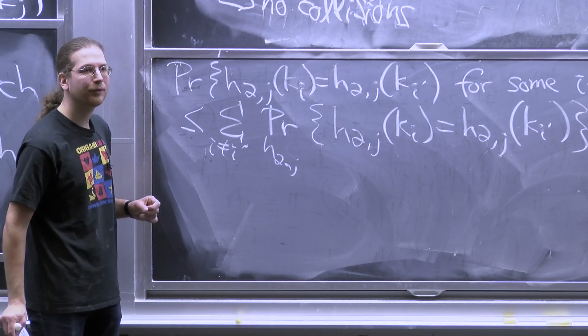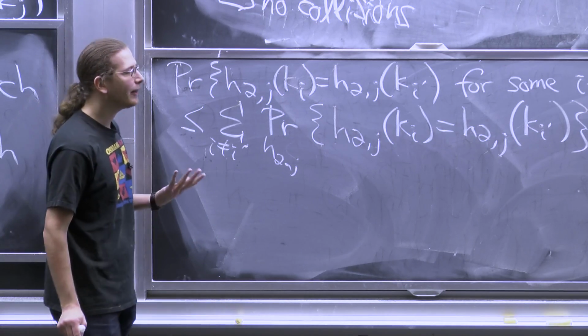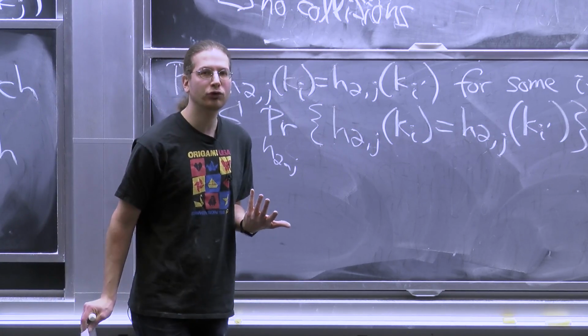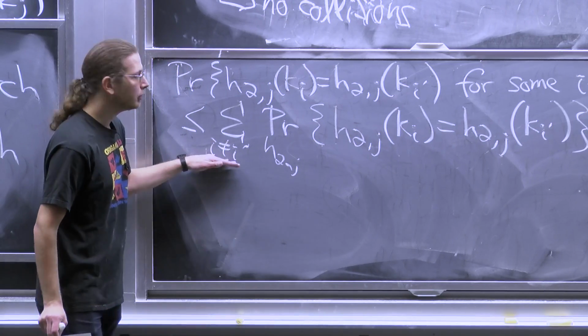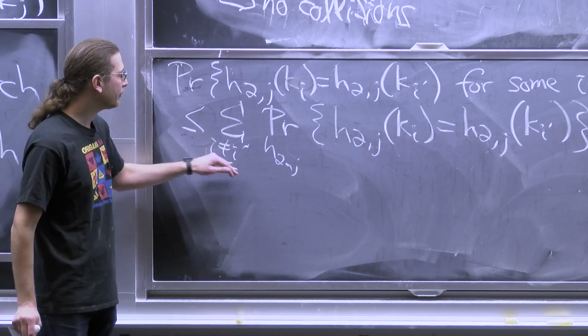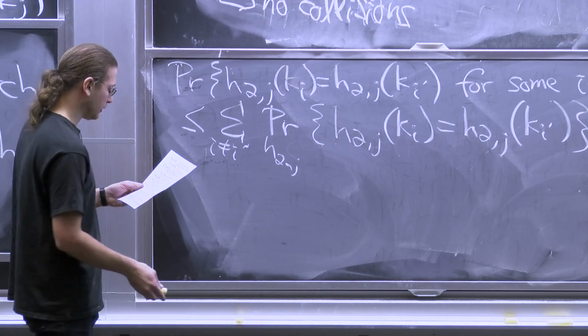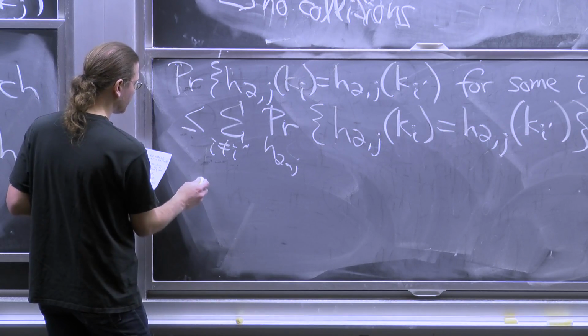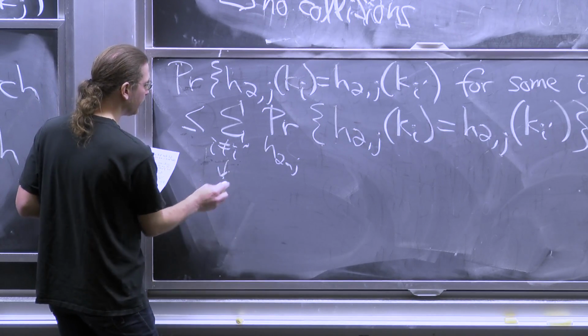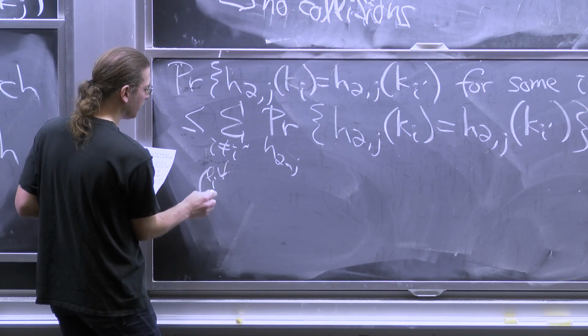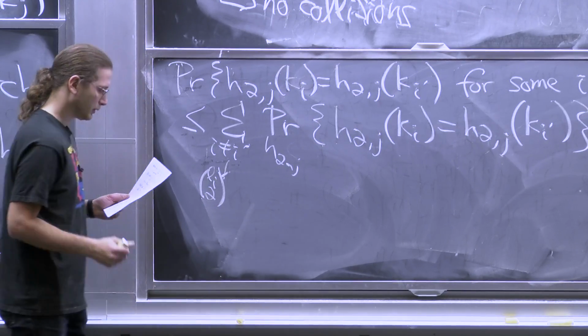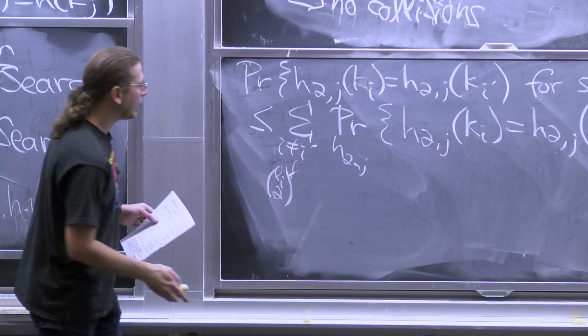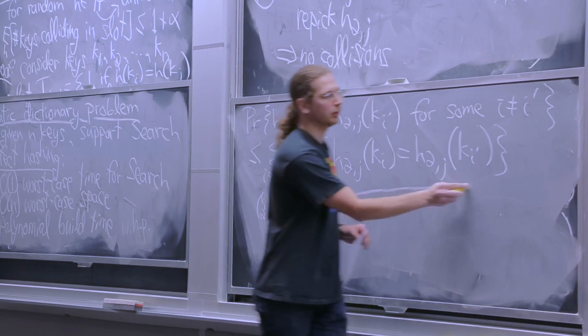There are a lot of possible events. There are, if there's Li things, there are going to be Li choose 2 possible collisions we have to worry about. We know i is not equal to i prime. So the number of terms here is Li choose 2. And what's this probability?